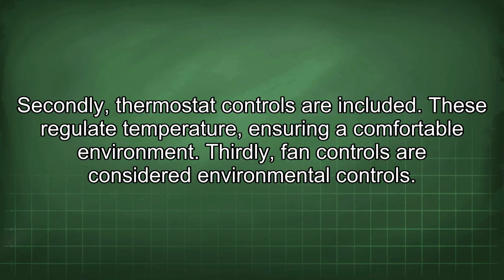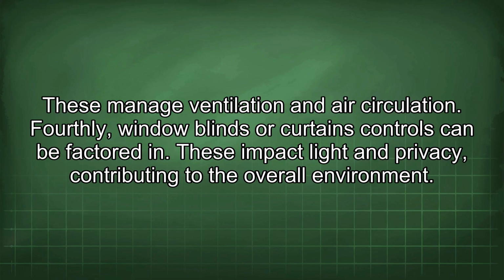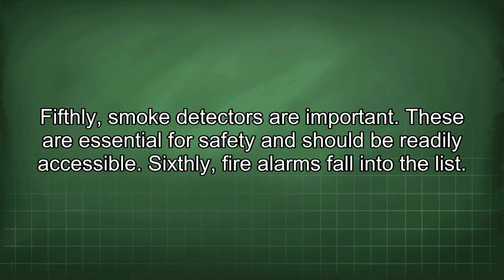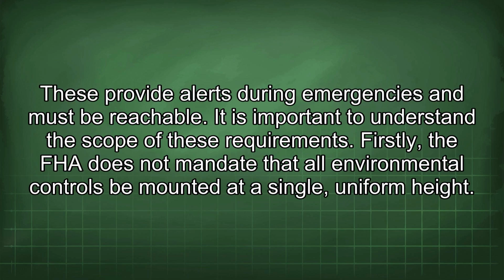Thirdly, fan controls are considered environmental controls. These manage ventilation and air circulation. Fourthly, window blinds or curtains controls can be factored in. These impact light and privacy, contributing to the overall environment. Fifthly, smoke detectors are important. These are essential for safety and should be readily accessible. Sixthly, fire alarms fall into the list. These provide alerts during emergencies and must be reachable.